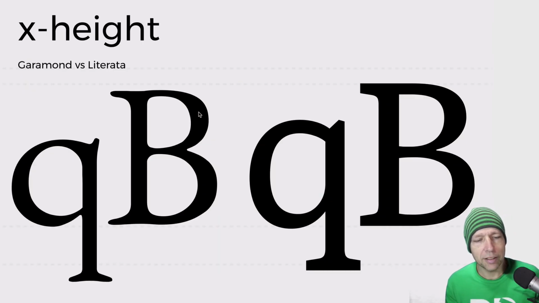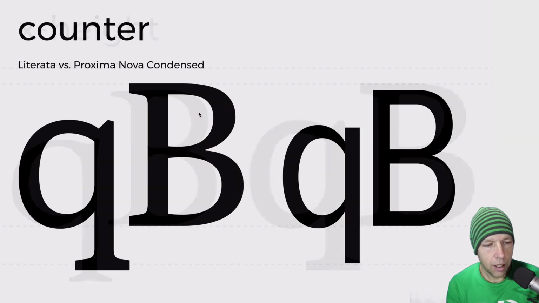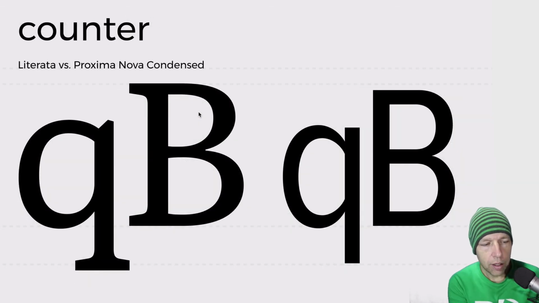So here's X height. You should be able to look at these 2 typefaces and right away tell that Garriman loses here. Garriman has a much smaller X height. As we move over, now we have Proxima Nova as the comparison. Proxima Nova, in terms of counters, this is a condensed weight. We would never really want to choose a condensed weight for a smaller typeface, particularly if it's being used for the body of a paragraph.